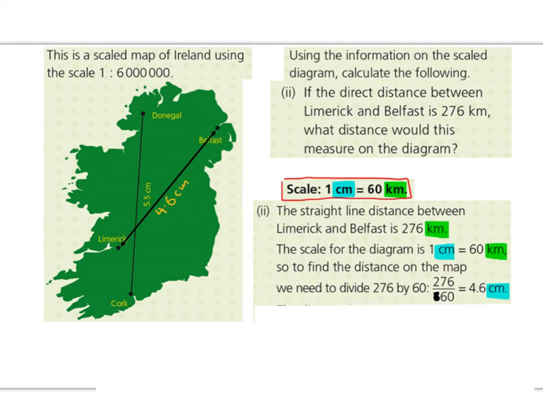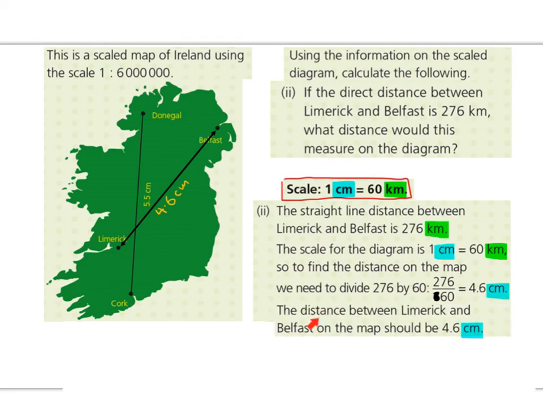The scale for the diagram is 1 centimetre equals 60 kilometres. So to find the distance on the map, we need to divide 276 by 60. So 276 divided by 60 is 4.6 centimetres. So the distance between Limerick and Belfast on the map should be 4.6 centimetres. But remember, that represents 276 kilometres in real life.